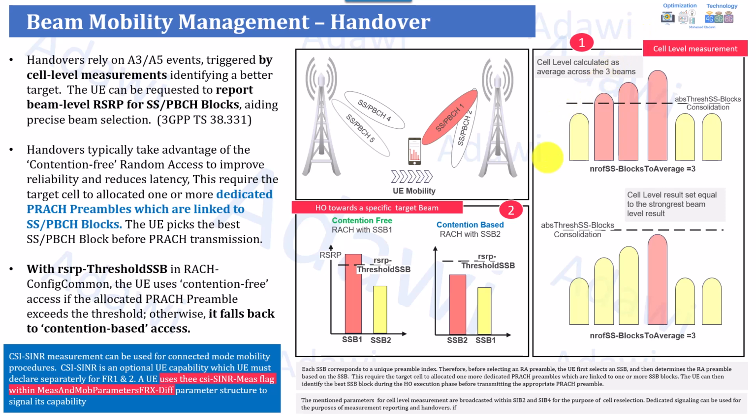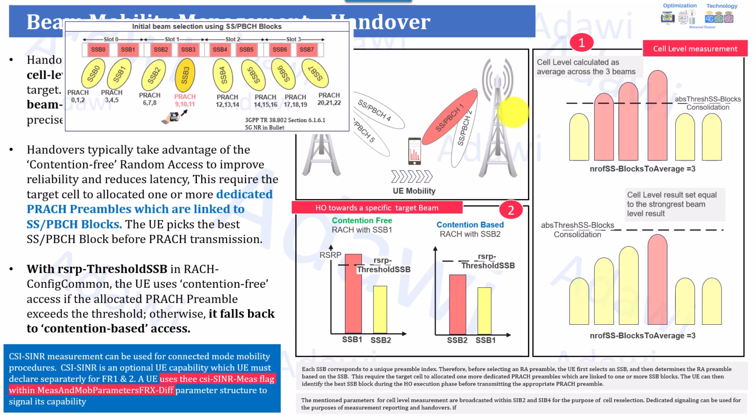As you remember, in session number 3 we highlighted one important piece of information. Let me bring up the picture to help you understand more about what I want to say here. Just to quickly recap, as mentioned, handover typically tries to take advantage of contention free random access to improve reliability and reduce latency, because contention based access may involve a lot of collisions. The user sends a random preamble, which might cause a collision with different users, and so on.